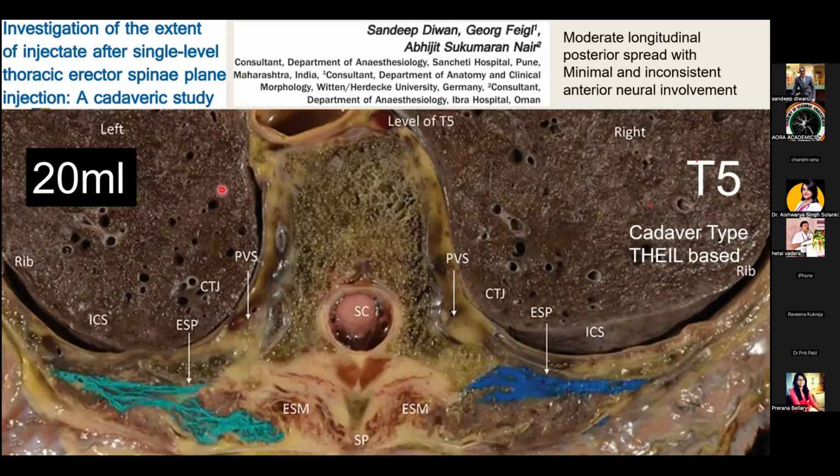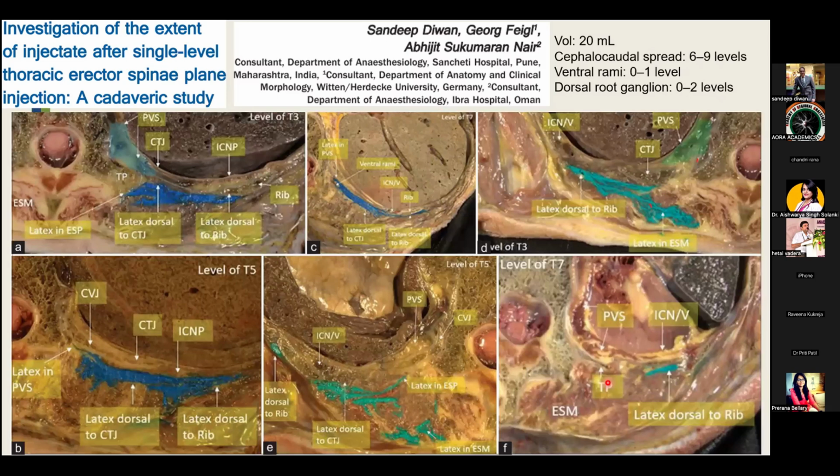When we recently published with 20 ml latex and Thiel embalmed, we found that it's only the dorsal rami spread. It's only the dorsal spread. There is no ventral spread, no paravertebral, no epidural intrathecal spread, of course, but more of the dorsal spread, affecting probably only the intercostal nerves. And there was hardly any drug, a very minuscule amount of drug going into the paravertebral space, which would be this. The green dye, hardly any dye, just reaching the paravertebral space, while the blue reaches the paravertebral with a very small volume of the injected.